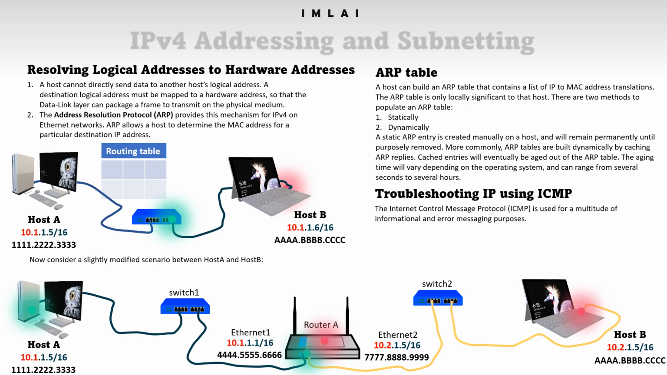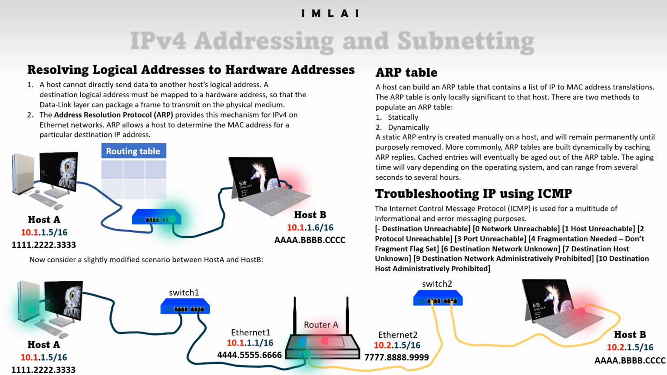The first one is destination unreachable, with codes: 0 network unreachable, 1 host unreachable, 2 protocol unreachable, 3 port unreachable, 4 fragmentation needed and don't fragment flag set, 6 destination network unknown, 7 destination host unknown, 9 destination network administratively prohibited, and 10 destination host administratively prohibited.